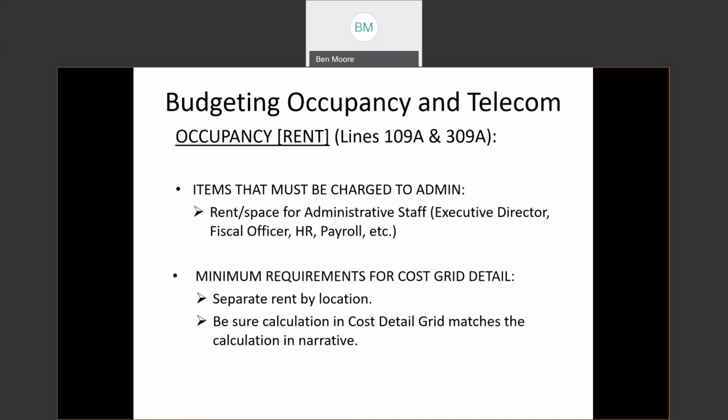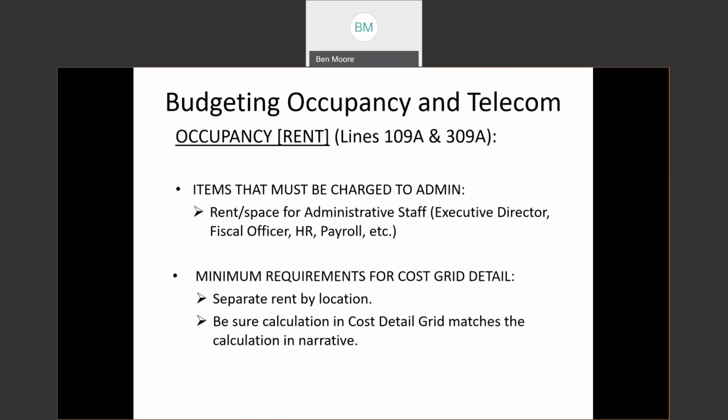For occupancy rent, 109A and 309A budget line items, the items that must be specifically charged to administration are the rent and space for administrative staff, and this typically consists of the executive director, fiscal officer, HR staff, payroll staff, those types of things that pertain to the whole agency as opposed to just CSPG or specifically assisting customers.